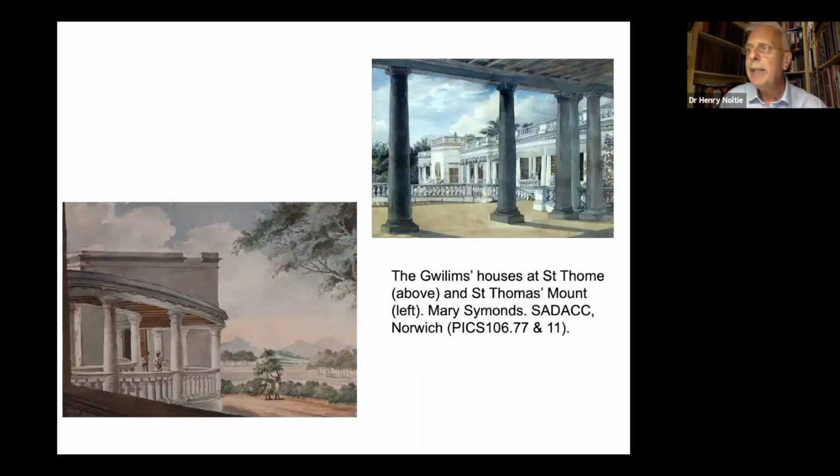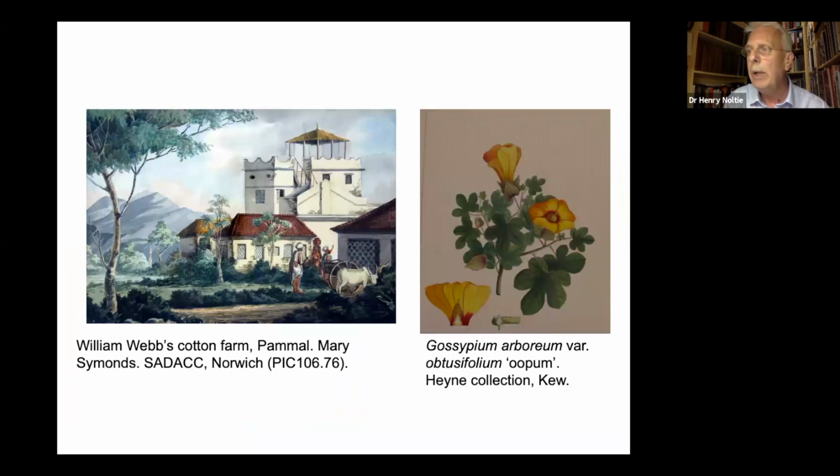From their first letters, the sisters' delight in Indian flora is apparent, both in its natural state and what was visible in the highly cultivated coastal plain around Madras, as modified by man. They wrote, "The trees are large and tall, and the whole place is like parks and gardens with every beauty that can be in a flat country." This can be seen in the backgrounds of the paintings of the houses they occupied at St. Thomé and St. Thomas's Mount, and on William Webb's cotton farm at Pamell.